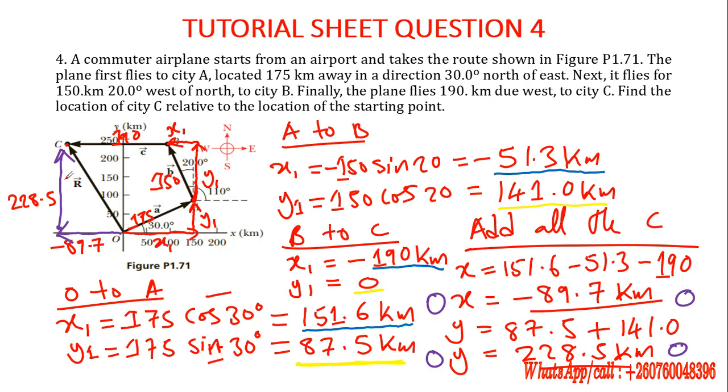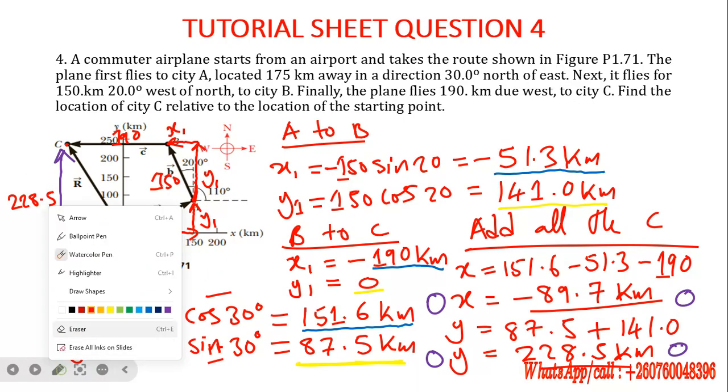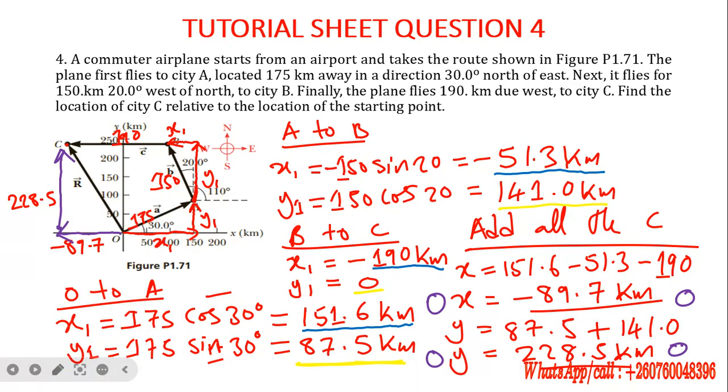Now, are we done? Yes, you're just done by doing this, but you need to solve for your magnitude as well as for your direction, because just by doing this, you have managed to locate your point. So we're saying that this point C is located what?